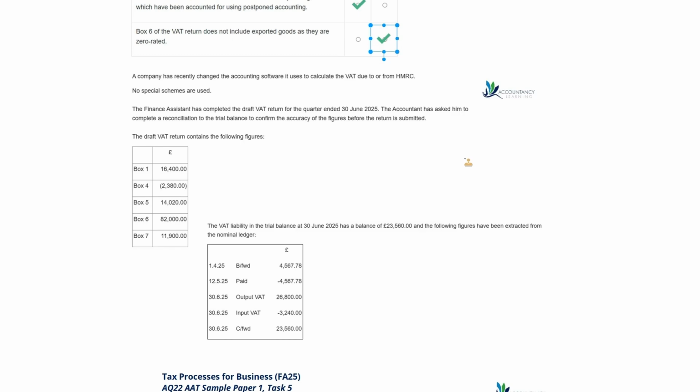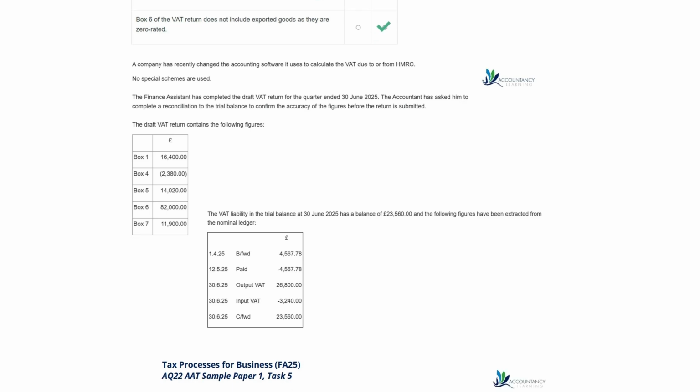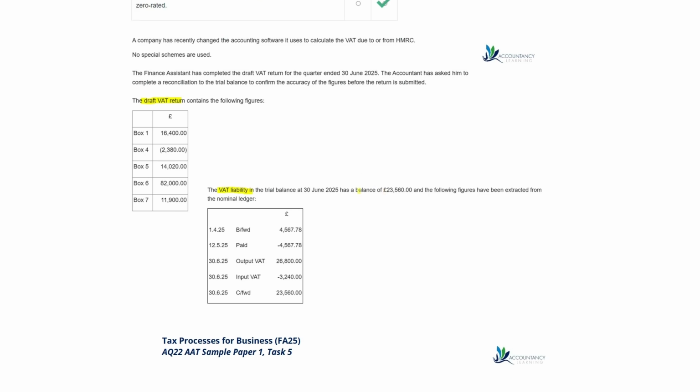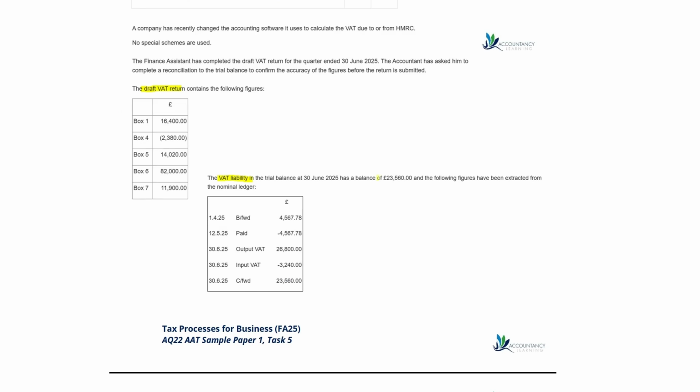A company has recently changed the accounting software it uses to calculate the VAT due to or from HMRC. No special schemes are used. The finance assistant has completed the draft VAT return for the quarter ended the 30th of June 2025. The accountant has asked him to complete a reconciliation to the trial balance to confirm the accuracy of the figures before the return is submitted. So then we can see that we've got the draft VAT return here, and we've got the VAT liability in the trial balance here.